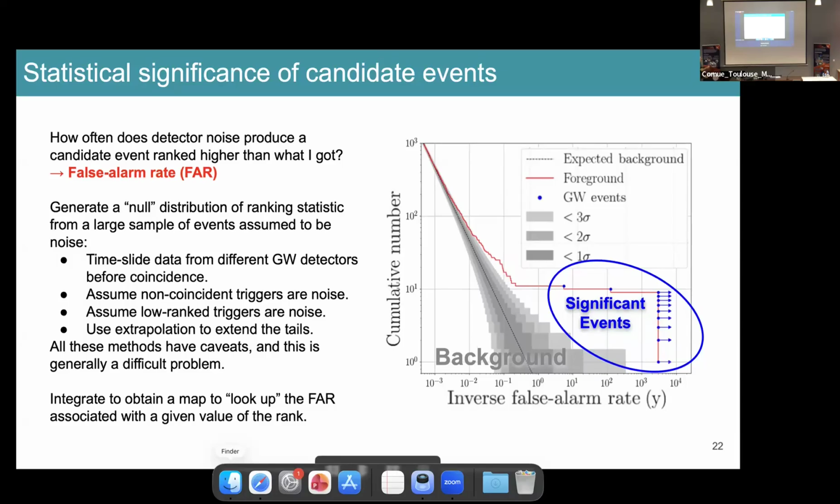So the inverse false alarm rates of these candidates are of the order of, what is it, 1,000 years, 100 years. So this means that noise will produce a candidate like this once every 1,000 years. So it's very, very unlikely that noise will produce a candidate like this. So we say that this is a very strong detection.